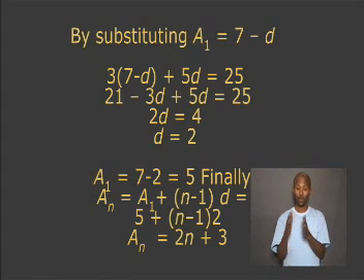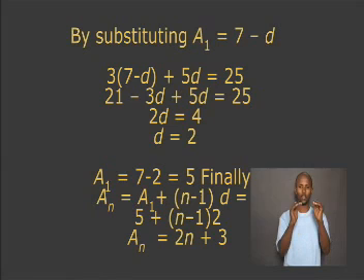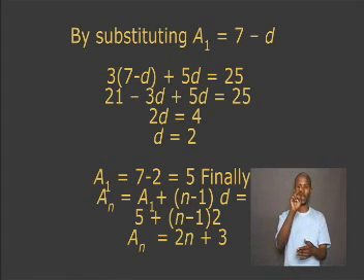Now we are ready to find AN. AN equals A1 plus N minus 1 times D. When we substitute the proper values, we find that AN equals 5 plus N minus 1 times 2. Therefore, AN equals 2N plus 3.